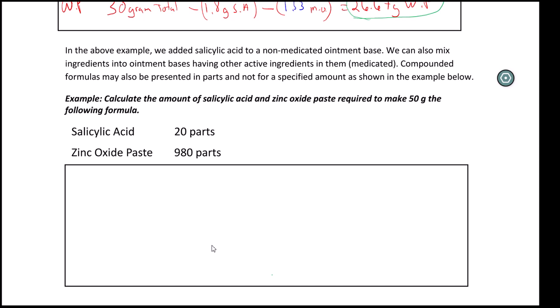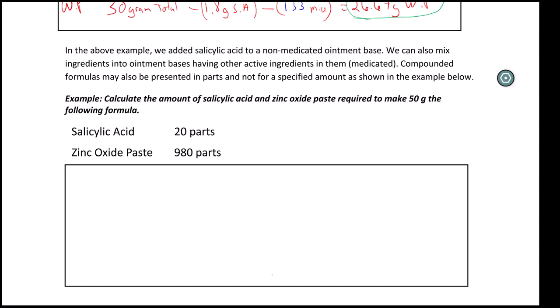As you hear in this example, we want salicylic acid to be mixed with a paste. The paste is zinc oxide paste, so the zinc oxide is already made with the paste, so that's a medicated base. But we also want to add on top of that some salicylic acid. The recipe, our directions, says that we should have 20 parts salicylic acid to every 980 parts of zinc oxide paste. So if we want to make 50 grams, how the heck do we know how much salicylic acid and how much zinc oxide we need?